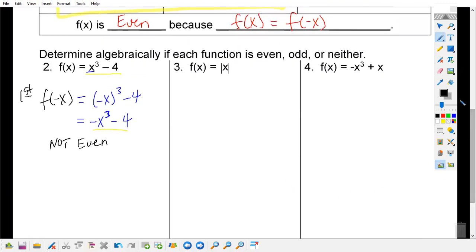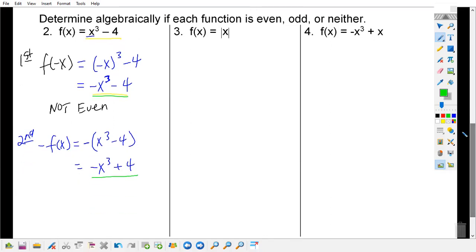Okay, now we're going to do the second. The second table was your negative f of x. When you have negative f of x, that means you're changing the entire function. Does that make sense? So negative f of x means I'm taking a negative and multiplying everything in the function by that negative. So when I distribute, I end up with negative x to the third plus 4. And now I'm going to ask myself, is this and this the same? And the answer is no.